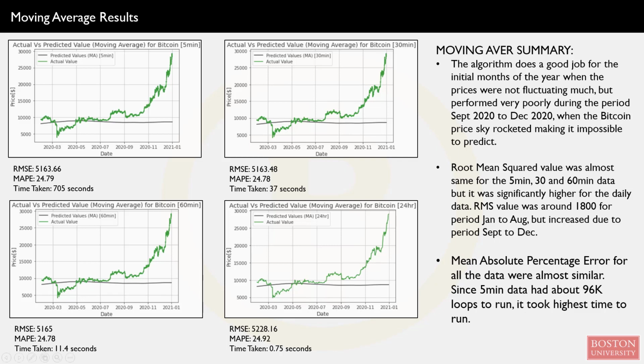So as it can be seen from the slide, the moving average did perform decent in the initial months of 2020, but from September to December 2020, when the increase was huge, the model performed really badly and the RMSE value was more than 5,000. There is not much difference in the RMSE value and MAPE value of 5-minute, 30-minute, 60-minute data, but the difference was significant compared to the 24-hour data. So in order to reduce the computation power usage, it would be a good idea to use the hourly data.